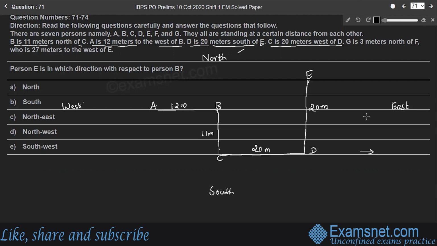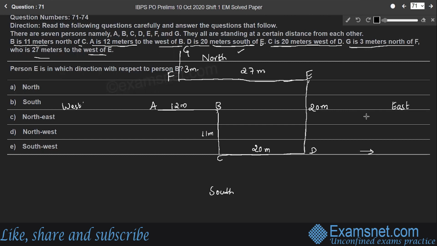Right? The next point is G is 3 meters north of F, who is 27 meters to the west of E. So to the west of E, in this direction, 27 meters to the west of E. So F is 27 meters to the west of E and G is 3 meters north of F. So north of F, here, G is 3 meters north of F.